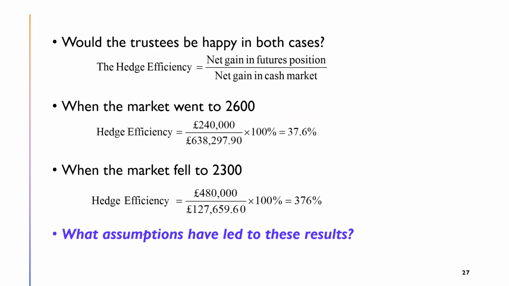In this slide, we calculate the hedge efficiency ratio. Hedge efficiency defines how efficiently a company or investor's hedging instrument protects the fair value of a specific asset. The position is fully hedged at 100%.